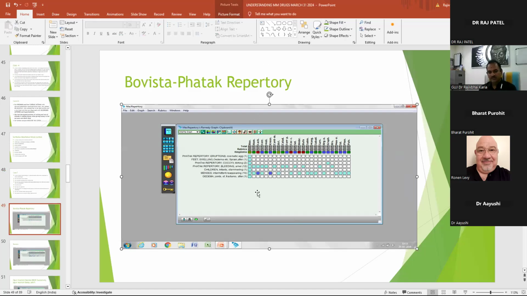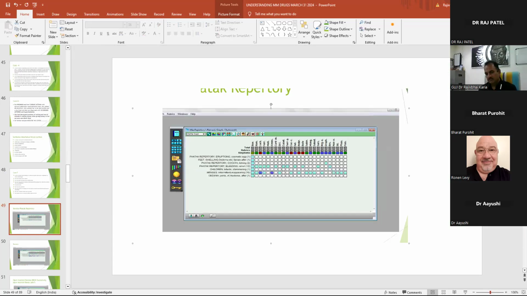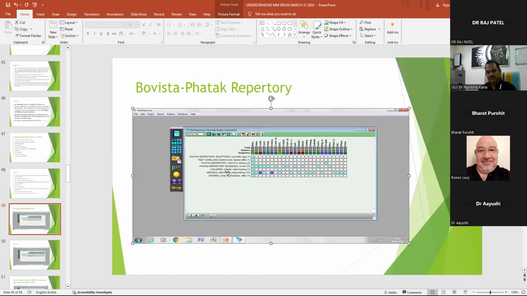So this is the repertorization. Can you see it now? Eruptions, cosmetic aggravation, feet swelling, edema, sprain after, coccyx itching, bleeding, ambulation, children, infants, stammering, menses intermittent, edema, joints or fracture after. These are the common ones which I have taken, Bovista cases.